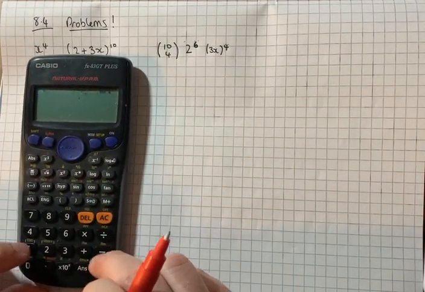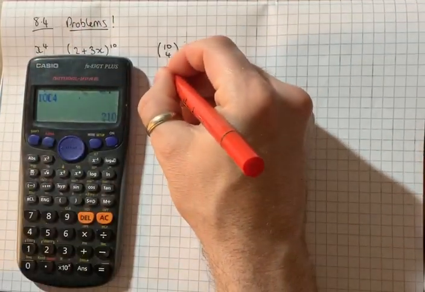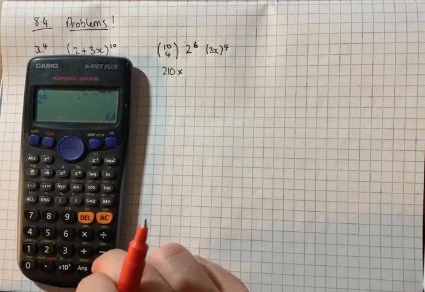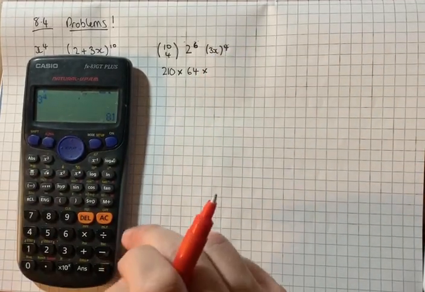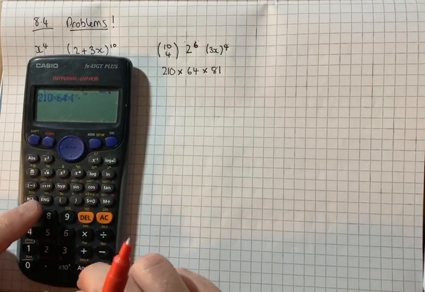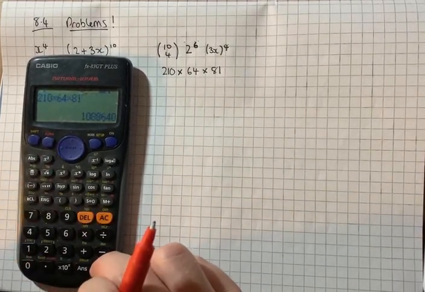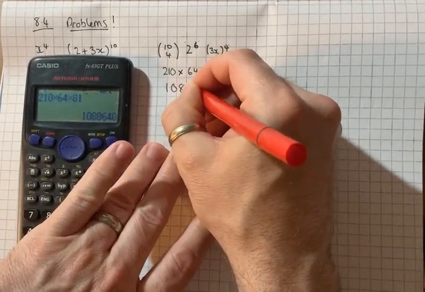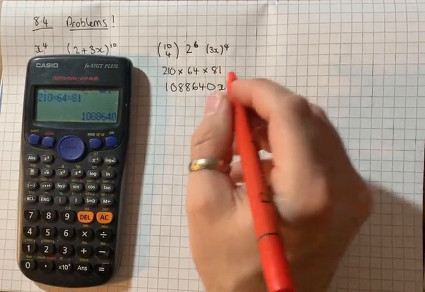So I've got 10 choose 4, which is 210. I'll work this out individually. 2 to the 6 is 64, 3 to the 4 is 81. So 210 times 64 times 81, I've done times 80, times 81, is that big number there. So 1,088,640 x to the power 4. So that's the coefficient.